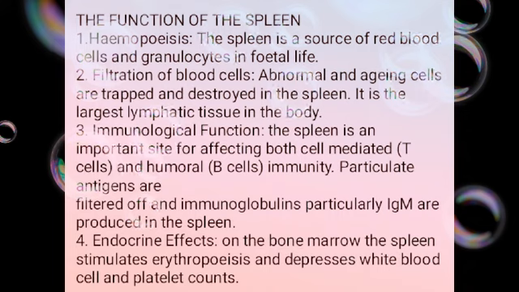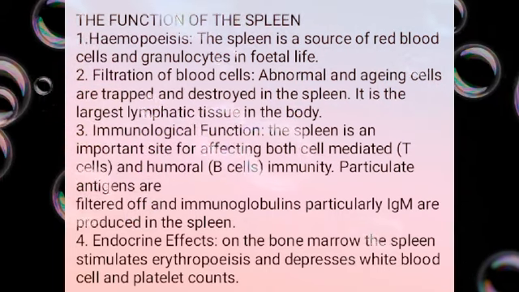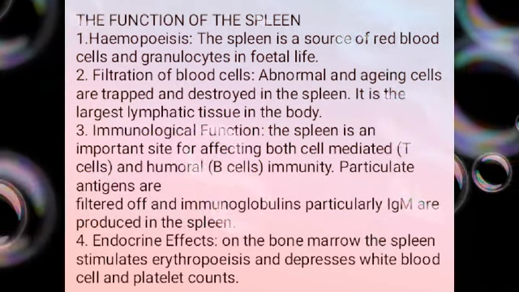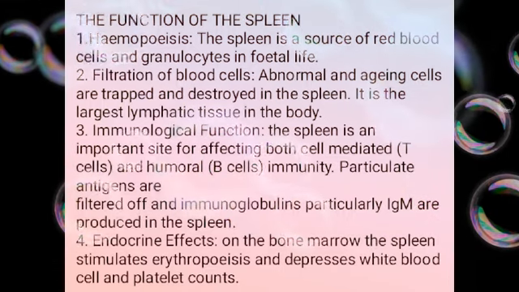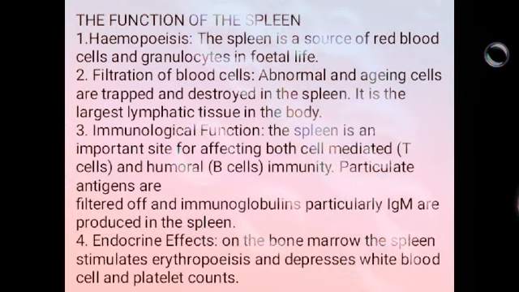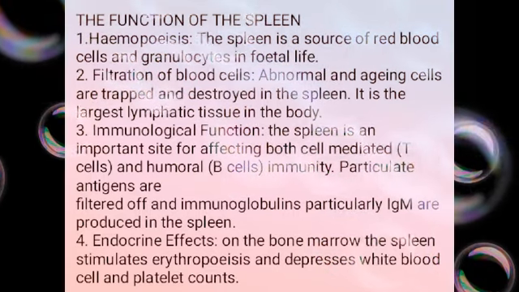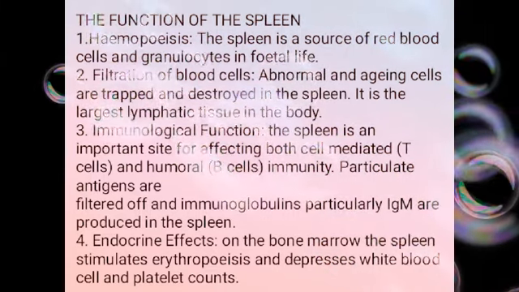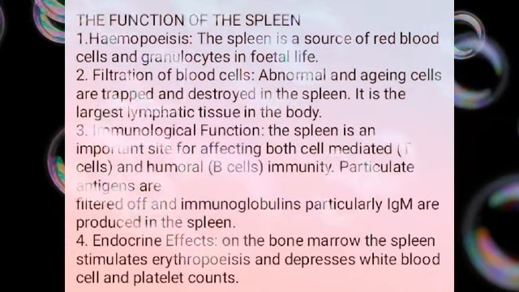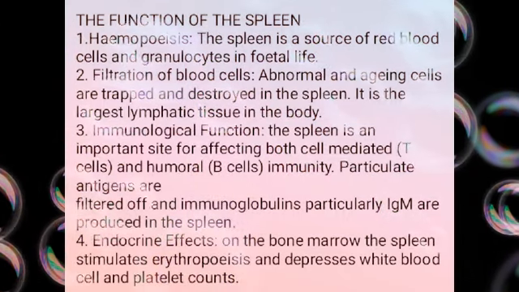Some of the functions of the spleen: it works as a hematopoietic organ, or it works in hematopoiesis. What do we mean by this? The production of blood cells, and it is mostly in fetal life. When the child is still a fetus within the womb, the person will be having blood production within the spleen. But as the person grows, hematopoiesis takes place within the bones.